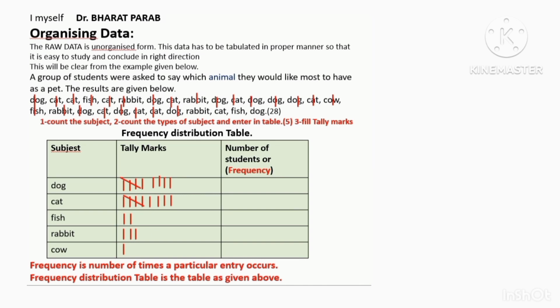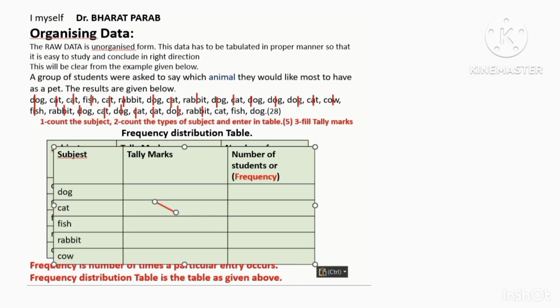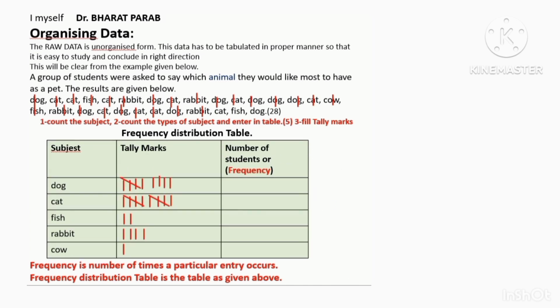Or rabbit. Now again there are 28, so in the frequency table 28 should match correctly. That is very important. Cat. So fish, you get the third one, and dog. I'm not cancelling the last one. You should cancel, but I'm not cancelling.